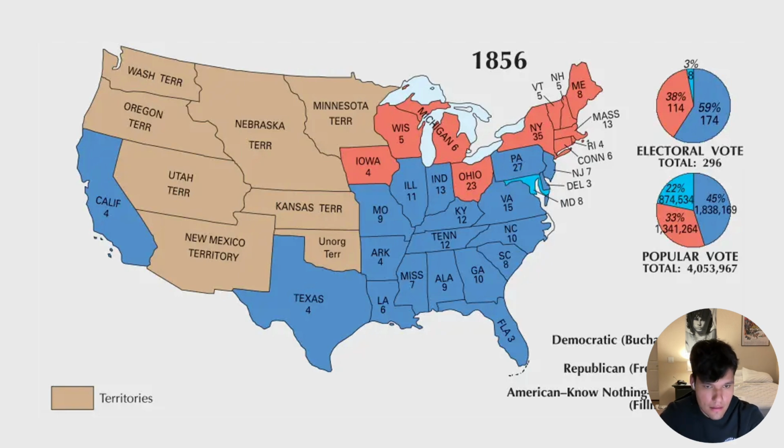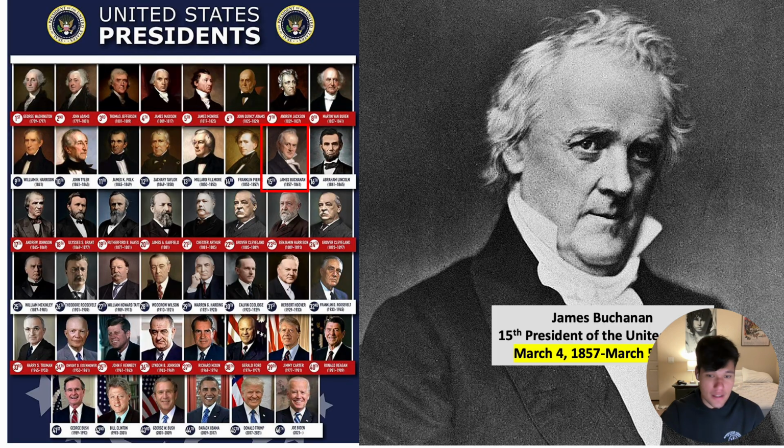As you guys can see, like I said, it's pretty much staying blue at this time. You see the electoral votes, you see the popular votes, and then you see the territory. So if you go ahead and just break this down, which will lead us to our next slide, we see James Buchanan won the election, right?